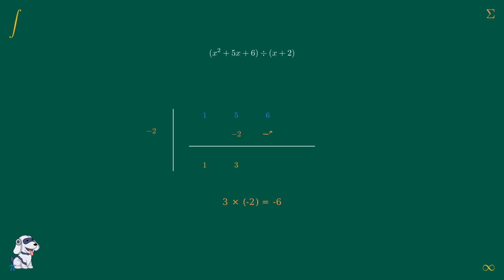Step 4. Multiply this new value by a again. 3 times negative 2 equals negative 6. Write this under the last coefficient. Step 5. Add the values in the last column. 6 plus negative 6 equals 0. This is our remainder. The bottom row gives us our answer.